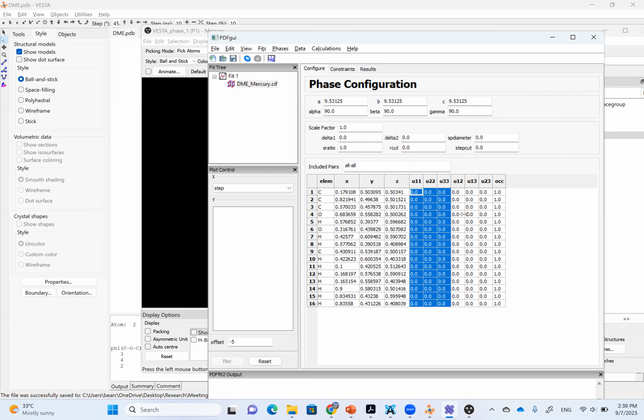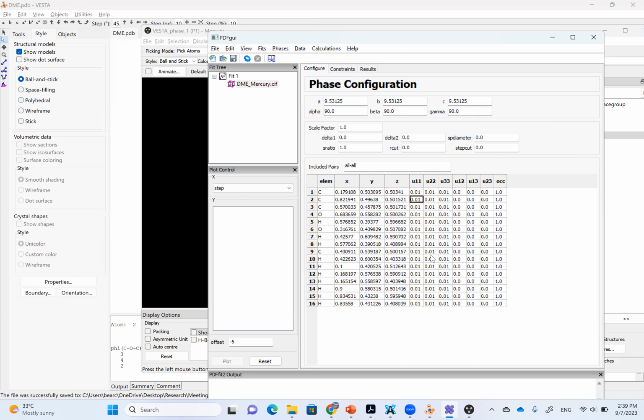If you do a little bit of searching on UISO and B value, I think Google will very quickly tell you how they are related. If you just want to memorize the relationship, 8 pi squared is about 80, so the B value is about 80 or 100 times the value of UISO. So the value that makes sense here is around 0.01, starting from 0.005 to 0.01. Okay, we can start with 0.01. In this way we set up the ADP value of UISO for all atoms.